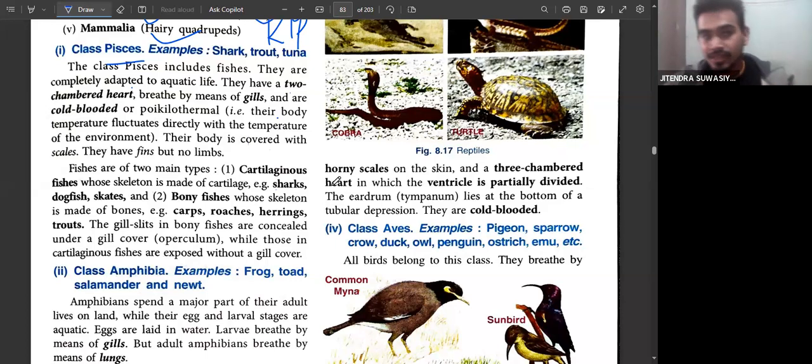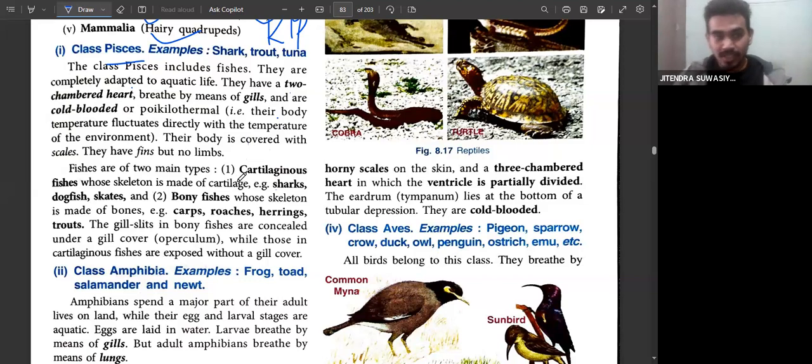But the animals which are cold blooded only adapt in their aquatic region. They are also known as poikilothermal. Their body temperature fluctuates with the temperature of the environment. But our body temperature doesn't change with the environment. If you go to the USA or to Rajasthan, whether the temperature is high or low, our blood temperature will be maintained. It won't fluctuate.